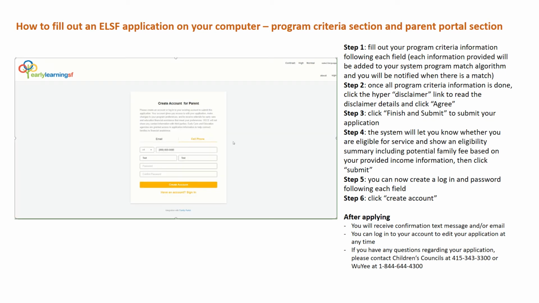You will now be asked to create an account for the parent. You may create an account by using an email or a cell phone number. By default, your cell phone number will appear along with your first name and last name. You then want to create a password, and please note the password must be at least 8 to 16 characters, and it must include uppercase, lowercase letters, numbers, and symbols. Please confirm your password, and once you're done, please click Create Account.